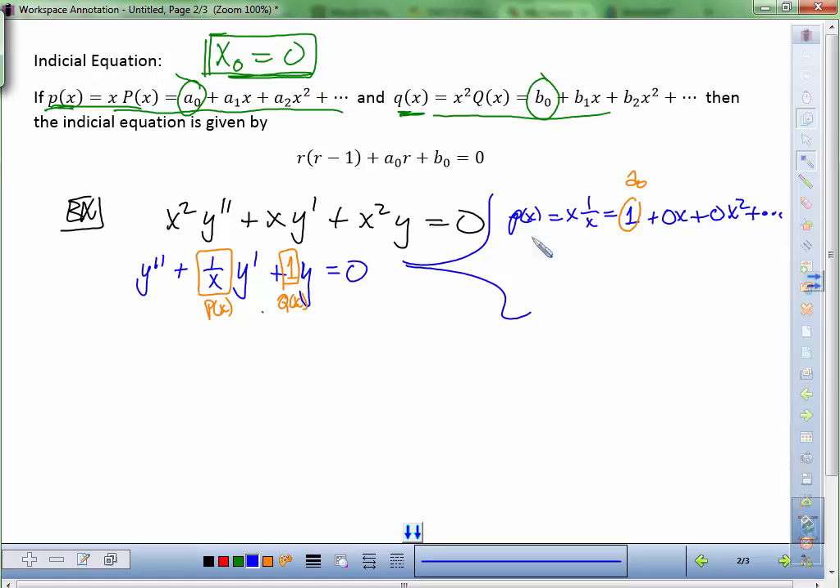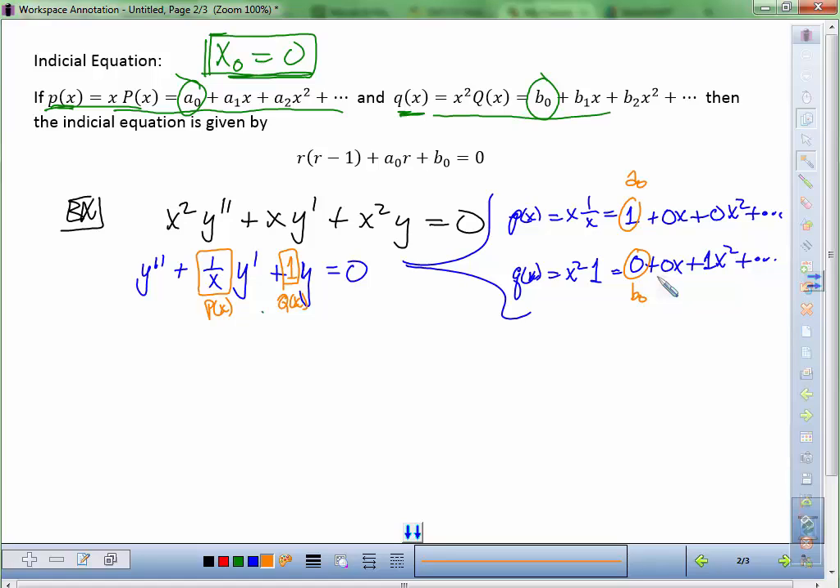Now P, well, we have P. Now little q of x is x squared times capital Q of x, which is just 1. And if we imagine this, again, like a power series, we can pretend that we're expanding it as a power series and then identify your b sub 0. And that's really all we need to do is identify the b sub 0. So b sub 0 is equal to 0. Any questions so far?